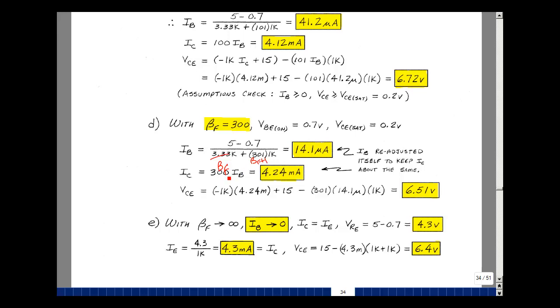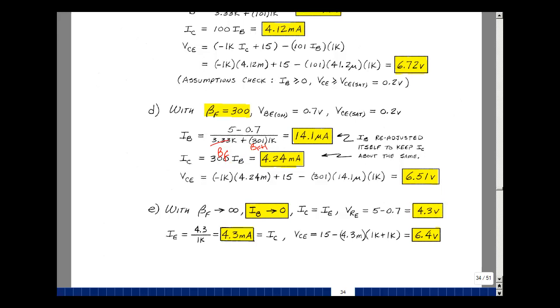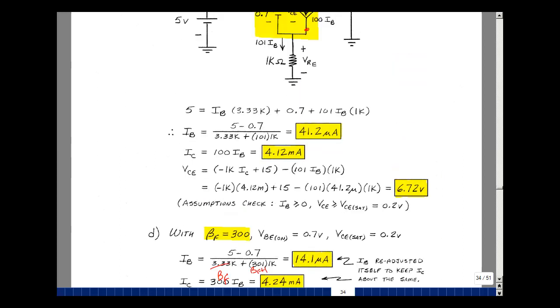What if we take this idea a little farther? Suppose that beta F begins to approach infinity. Now, this can't physically happen. 300 is about the upper limit for beta F. But if you could have a much higher value of beta F, what happens? I sub B is I sub C divided by beta F. If I sub C is finite, then dividing it by a huge number makes this get smaller and smaller. Now, when you do that, it makes the analysis a lot easier.